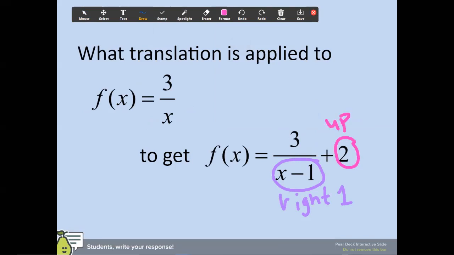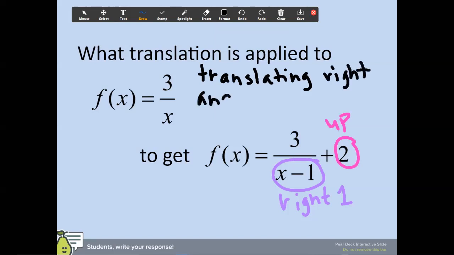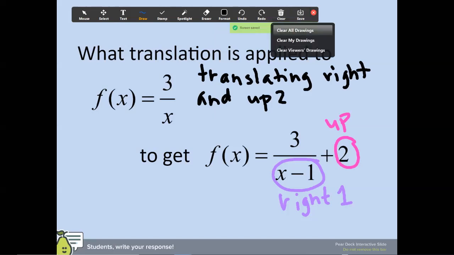So my translation is going to be, we are translating every single point, including the asymptote. Every single bit of this graph is translating right 1 and up 2. Okay, next one.